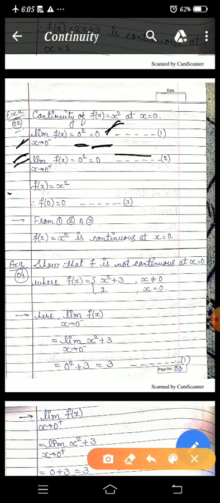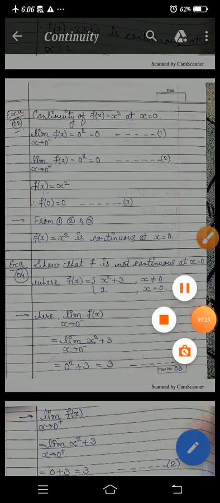Now the value of the function at that given point, that is f of x. f of x equals x square is the function, and the given point is x equals 0. So the value of the function at point 0 will be f of 0 equals again 0. So here we can clearly see that from equation 1, equation 2 and equation 3, the left hand side limit of f of x, the right hand side limit of f of x and the value of the function at point 0 are all the same. So from equations 1, 2 and 3 we can say that f of x equals x square is a continuous function at the given point, that is x equals 0.